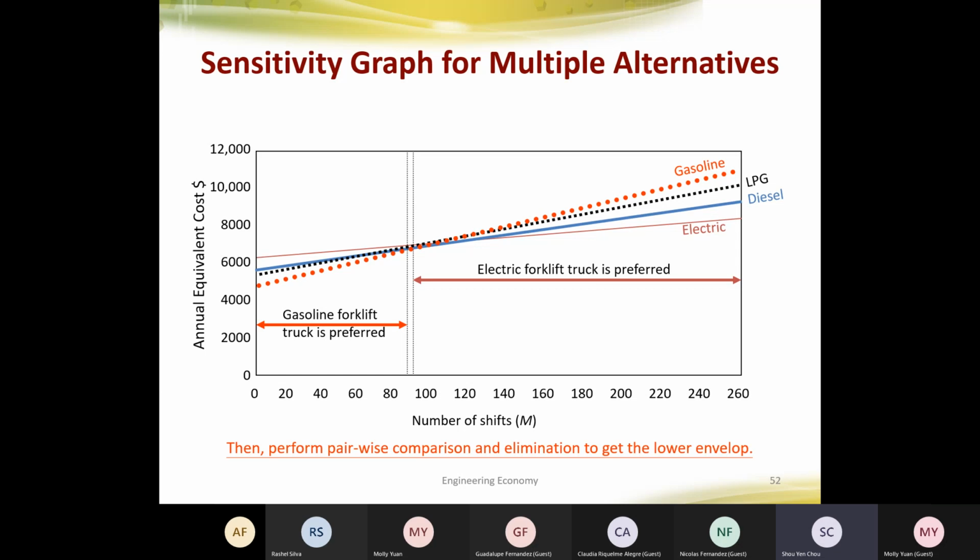Okay, and we'll see that these four lines. And here we are trying to get the annual equivalent cost as small as possible. So here we see clearly that if we are below a certain number, gasoline forklift gives us the lowest annual equivalent cost. But when we have more shifts, we use it more, then electric forklift truck is preferred.